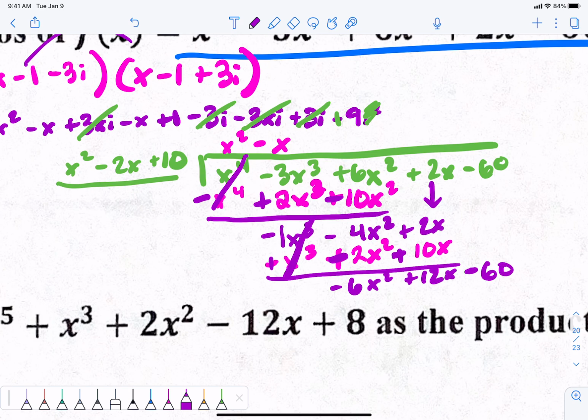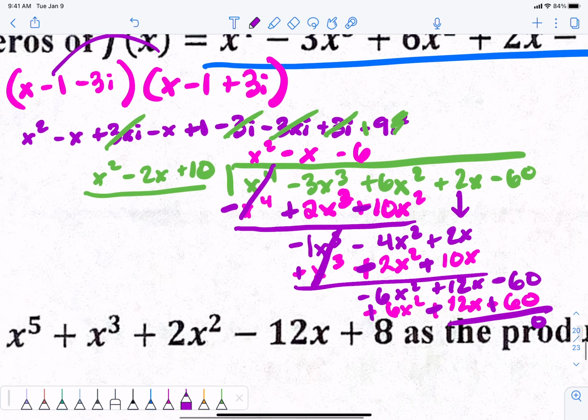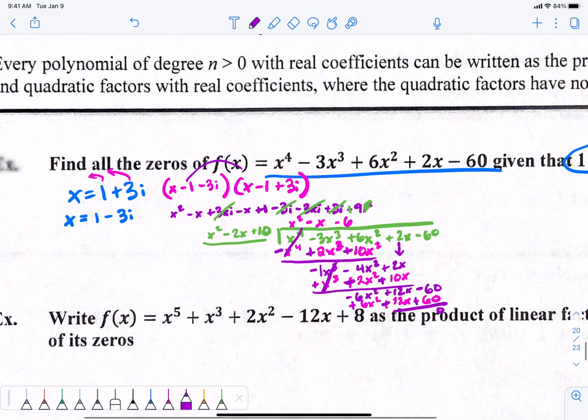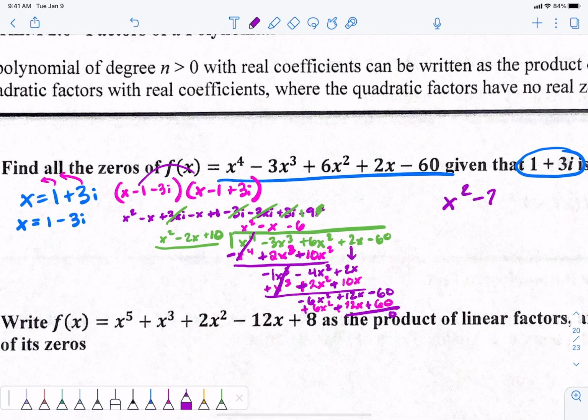Okay. All right, then what do you take times x squared to get negative 6x squared? Minus 6. So multiplying back, negative 6x squared plus 12x minus 60. Flip the signs. I'm going to flip the signs a different color. Plus, minus, plus, and it comes out to be 0 as a remainder. Yay! Okay, so after I divide that off, what I have left over is x squared minus x minus 6.